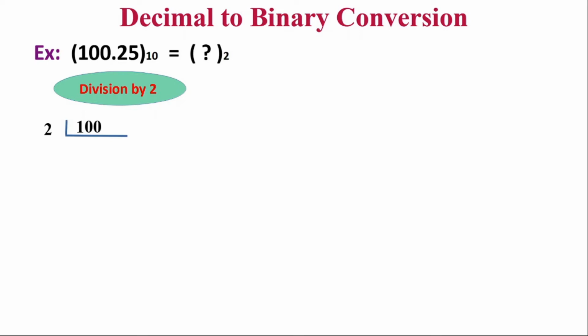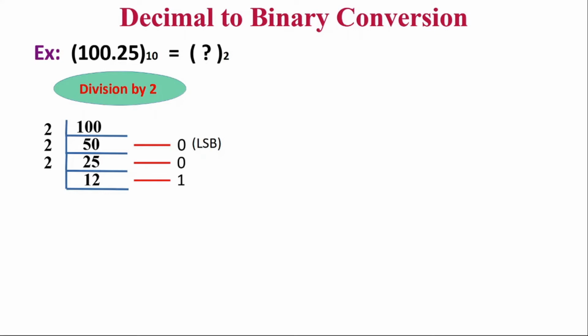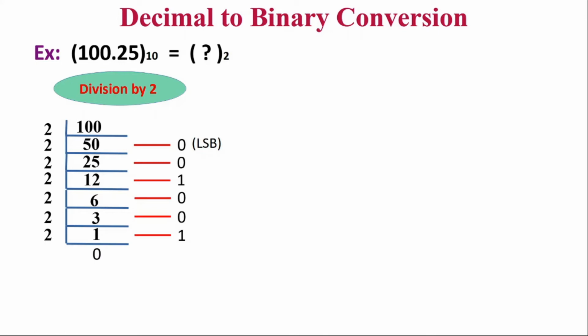Here, performing the first division operation, we get 0 and it is our LSB. Next, performing the division operations, we are getting the remainders as mentioned here. We are writing those remainders here on the right side, and finally we get remainder as 1, which is our MSB. Next, read up. So we get 1100100 as the binary equivalent of decimal 100.